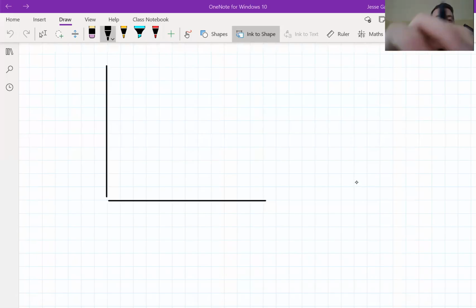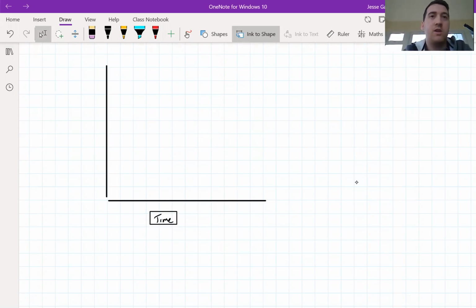Sorry, my OneNote has crashed. I'll have to pause this video and go back. Sorry about that. So when we're drawing a rate of reaction graph, we will plot time on the X-axis. We look at how time progresses in the reaction. So time on the X-axis, usually measured in seconds.